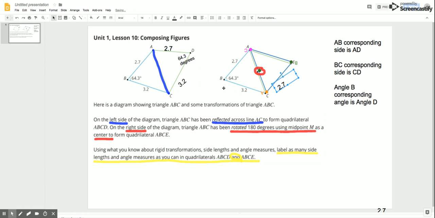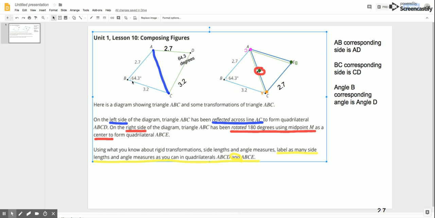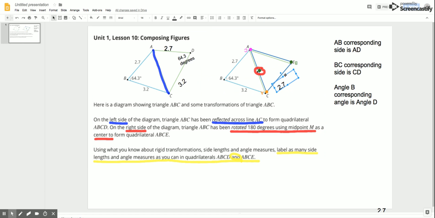Okay, now going back to what we know in our original figure, we know that side BC is 3.2. So now we have to find the new side BC, the corresponding side to side BC, and that's going to be this side up here. And that's 3.2.